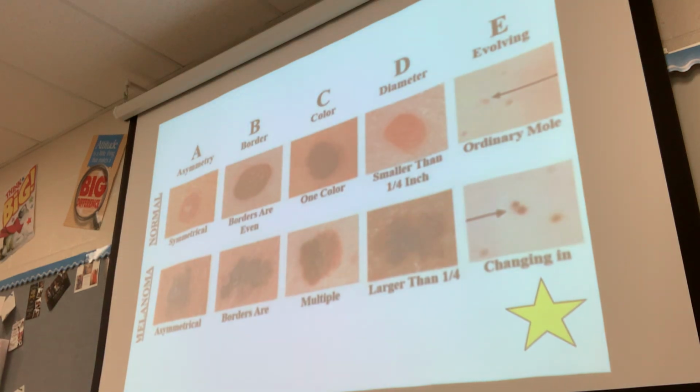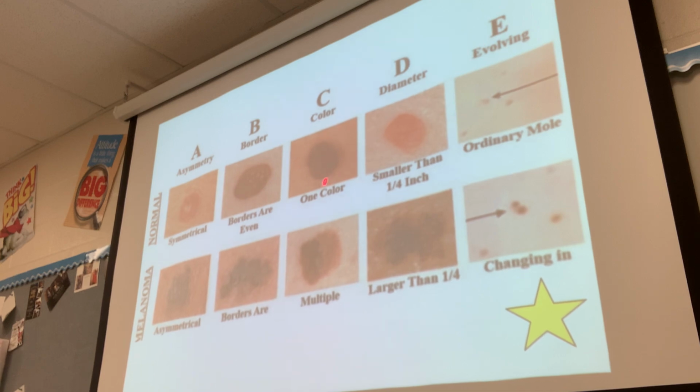And here's a chart to help you compare normal moles to not normal. So this top row is all normal, and this bottom row is all not normal. And this is also in Google Classroom. So this one's symmetrical and nice and circular. This one's all over the place. This one has a smooth border. This one has an irregular border.